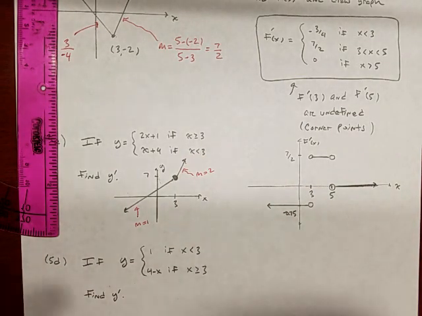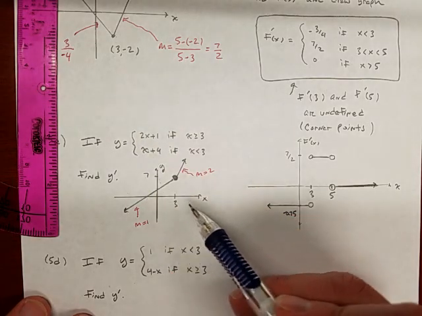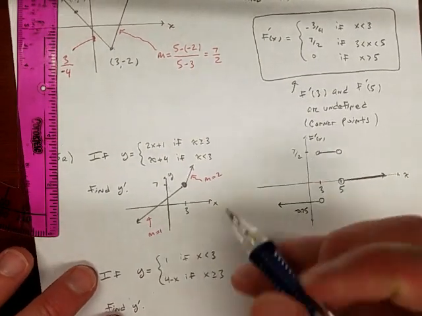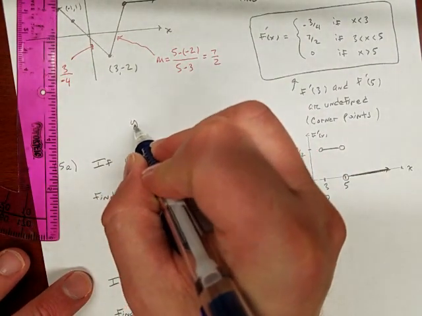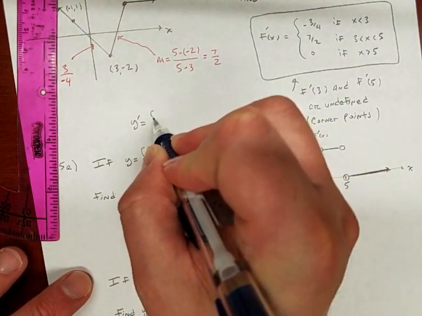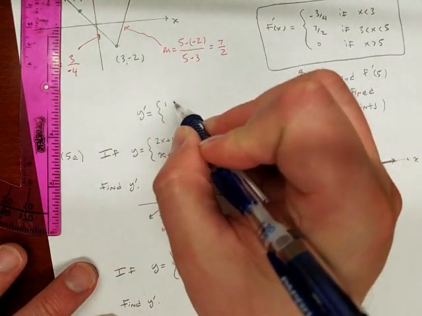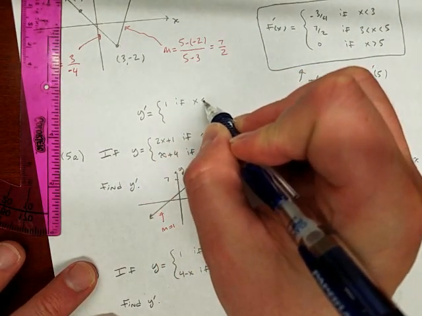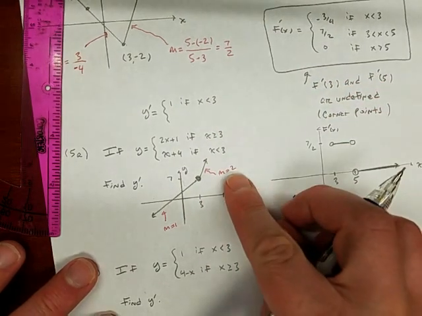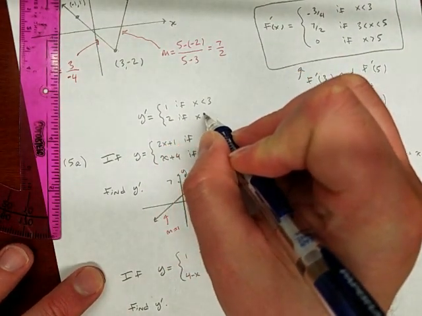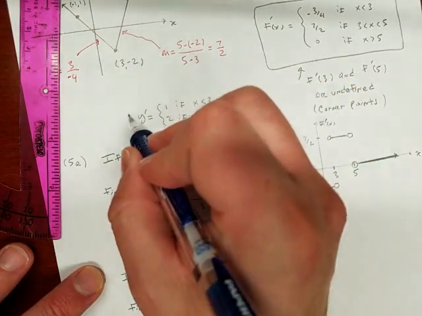So let's do it like this. I have my original function. I have its graph, if you want to see it. Find y prime. All right, well, here goes. Y prime is, well, it will be 1 if x is less than 3. It will be 2 if x is more than 3. There's my answer.